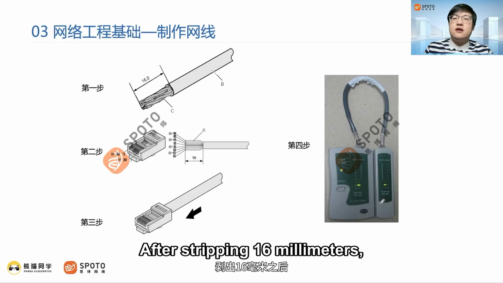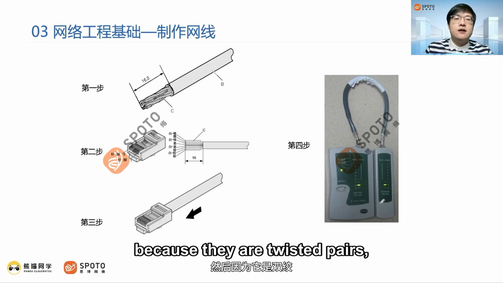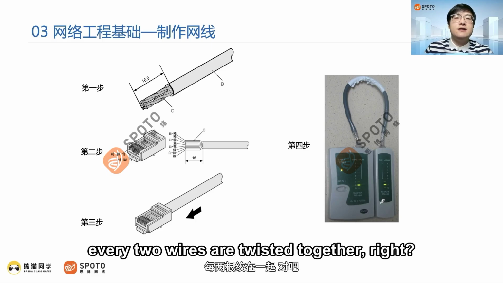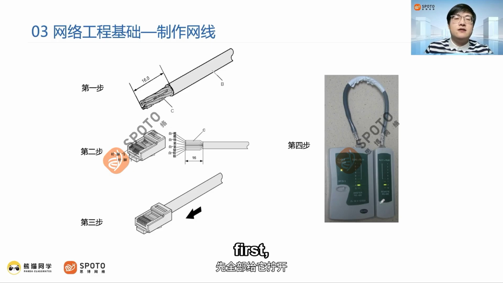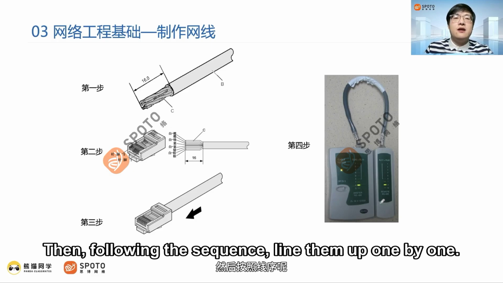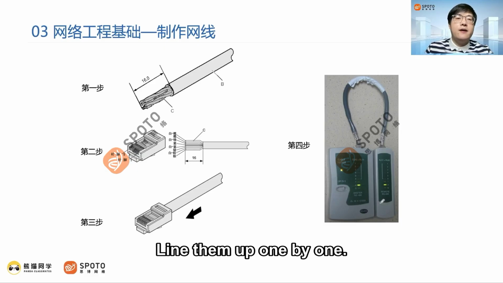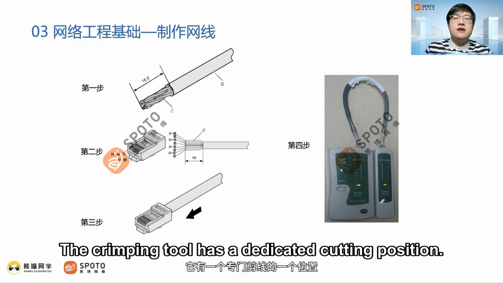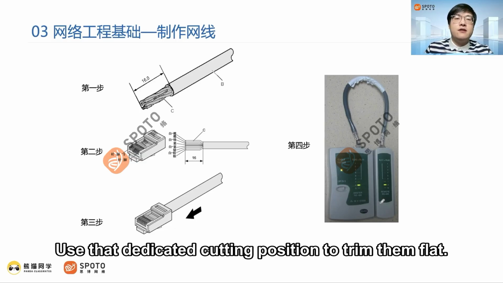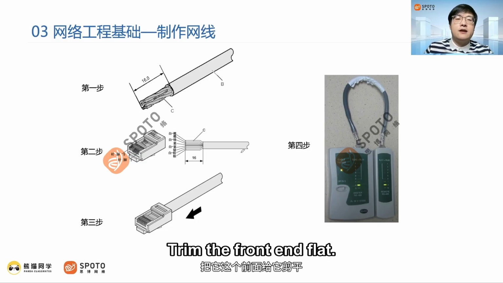After stripping 16 millimeters, because they are twisted pairs, every two wires are twisted together, right? First, according to the wire sequence, untwist all of them. Then, following the sequence, line them up one by one. After lining them up, take the crimping tool. The crimping tool has a dedicated cutting position. Use the dedicated cutting position to trim them flat. Trim the front end flat.